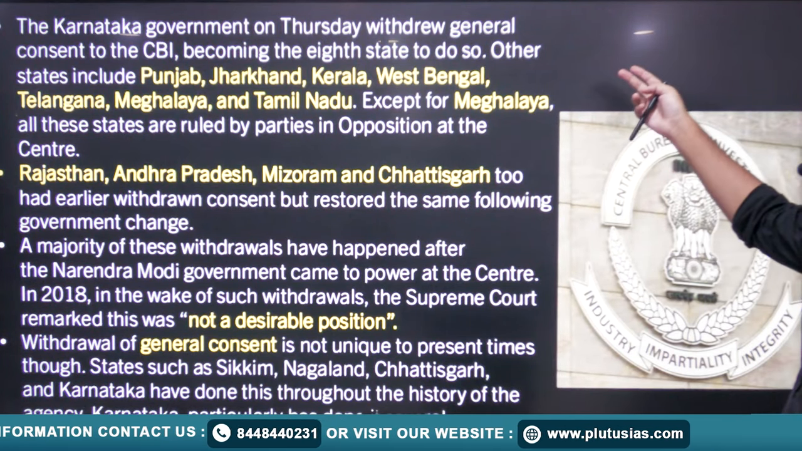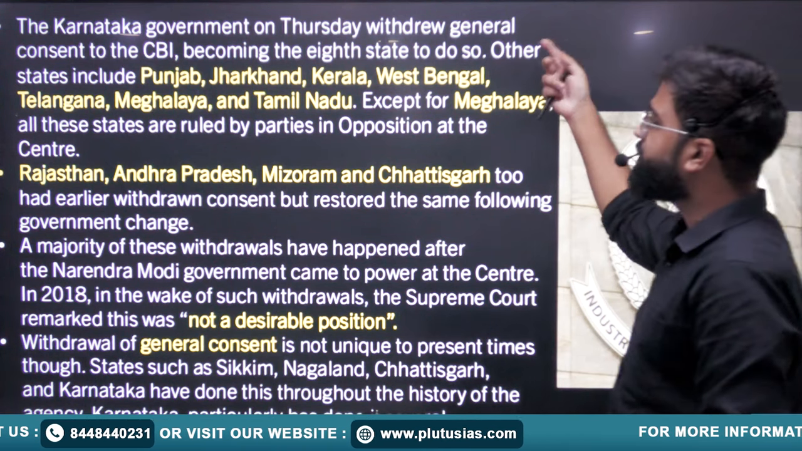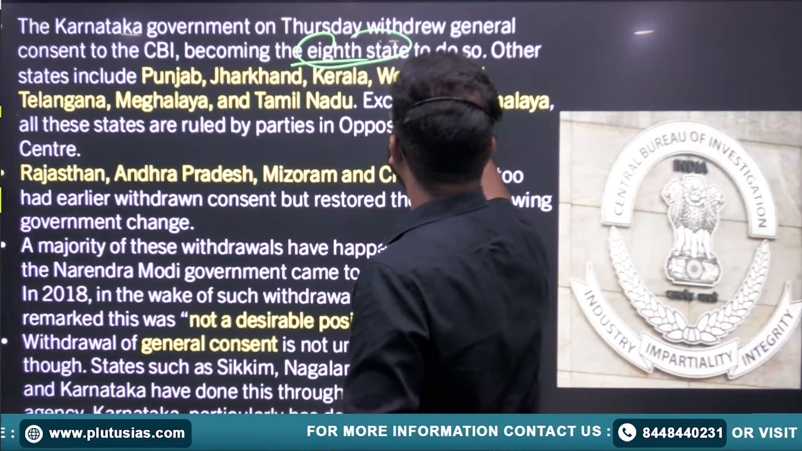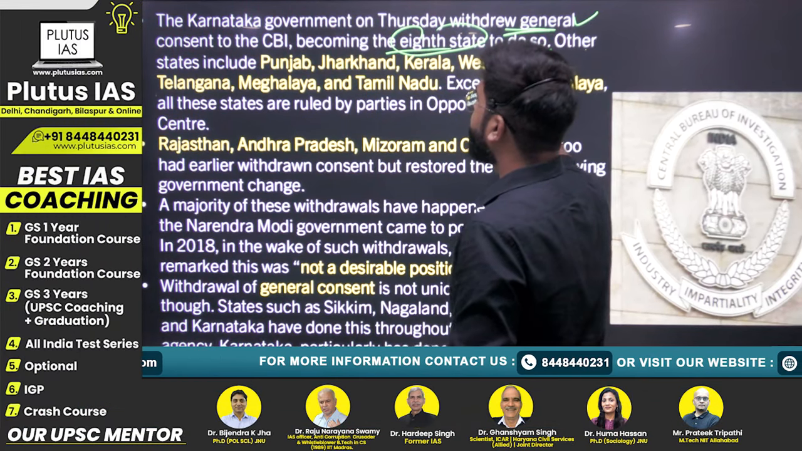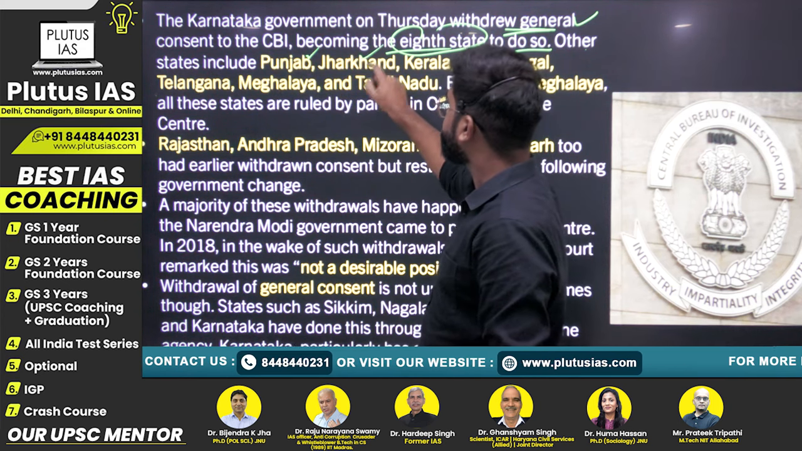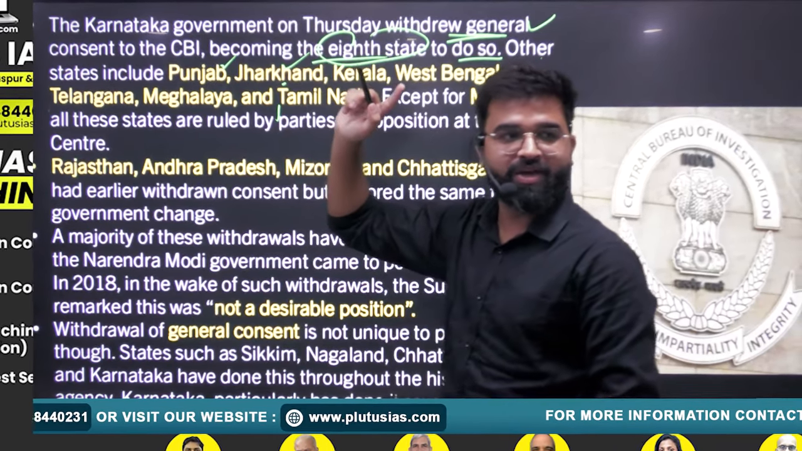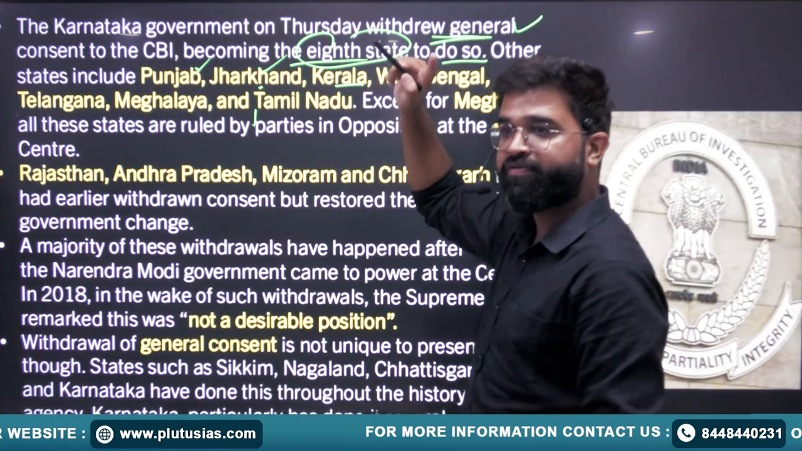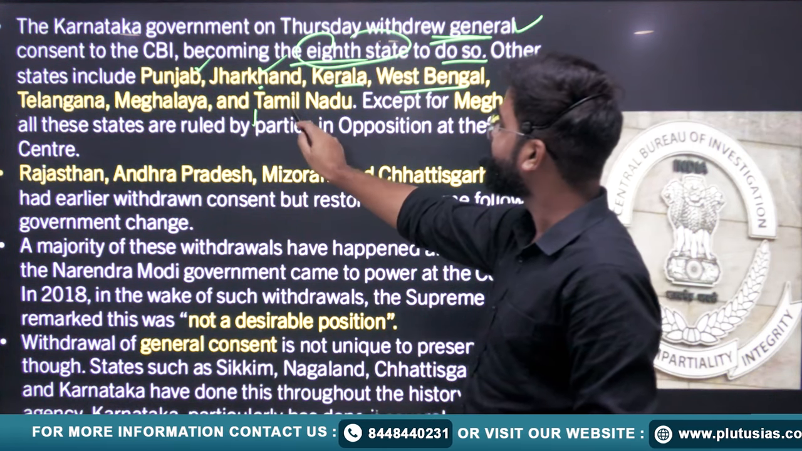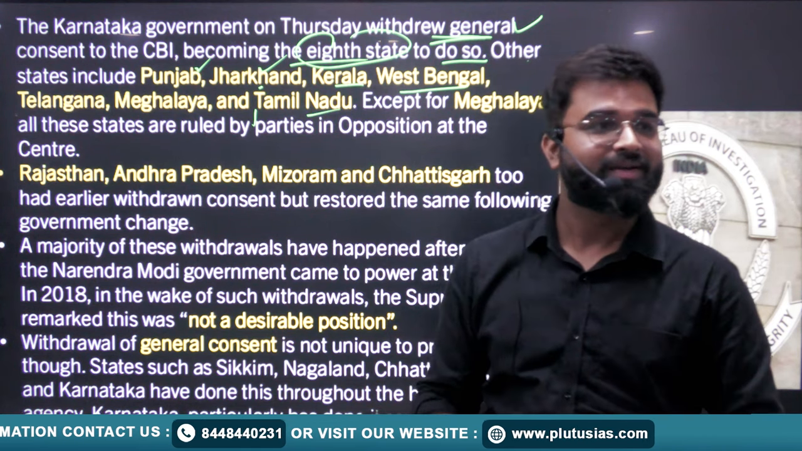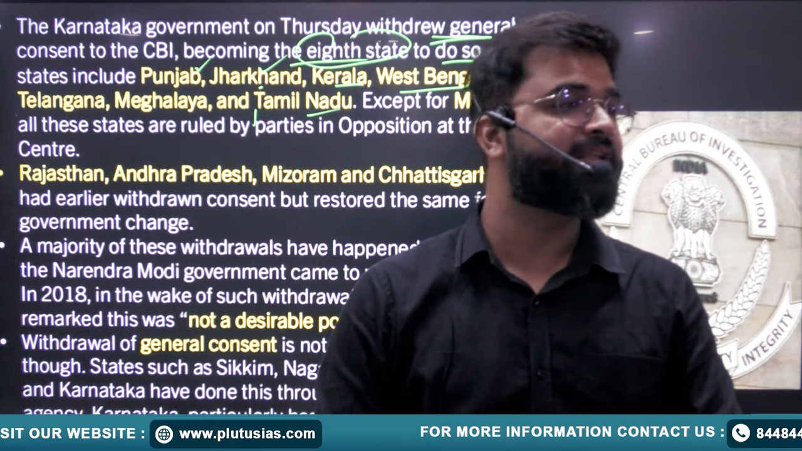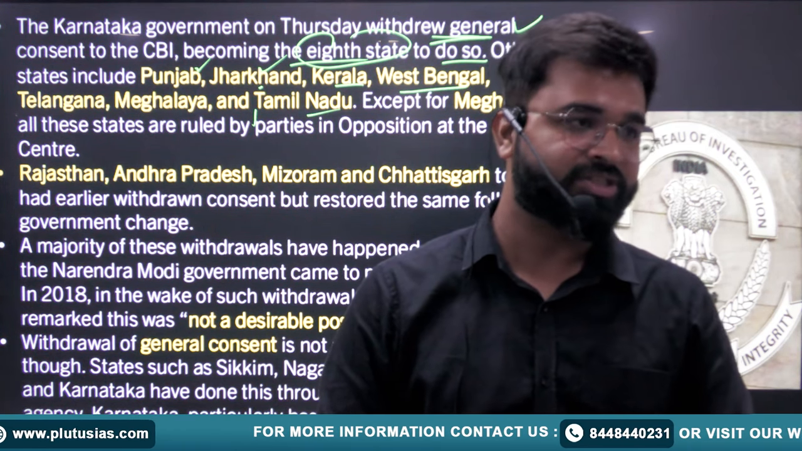The Karnataka government, we have already discussed that, I guess. Nahi, ye aur bhi kuch hai, that Karnataka government becoming the 8th state to do so, which withdrew the general consent, other states like Punjab. Why Punjab? Because it is ruled by a different party. Jharkhand, different than the union government. Then Kerala, different than the union government. West Bengal, Telangana, Meghalaya, Tamil Nadu. Yes or no? All those states which are ruled by a party other than the central government withdrew the general consent.